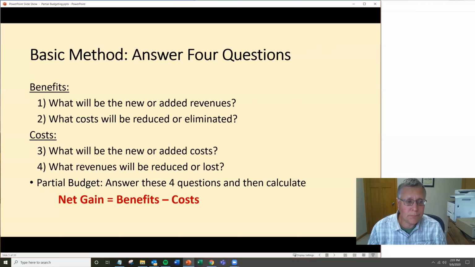Are you going to add new costs that will increase your costs, and will you have some revenues you'll lose? That will also be a cost in this analysis. So you just answer these 4 questions and you calculate the benefits minus the costs, and you get a net gain.